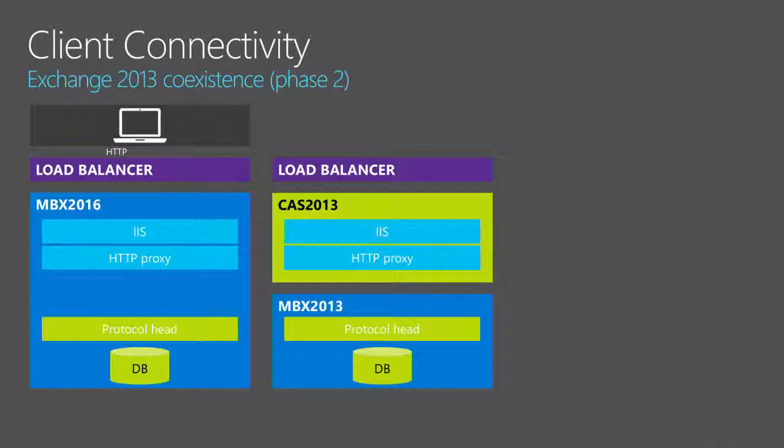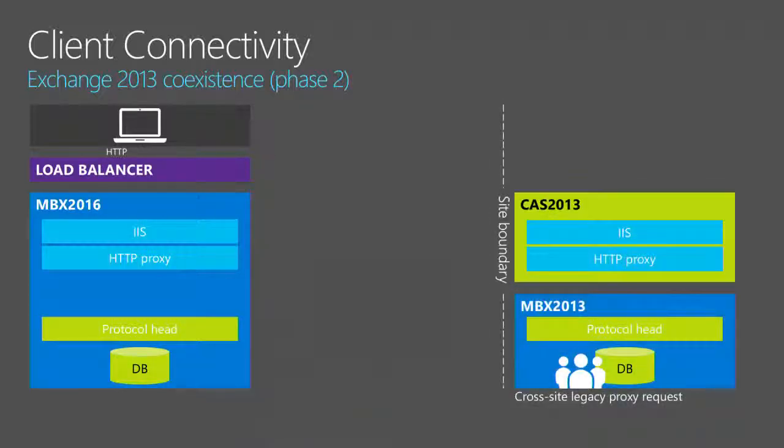Here's phase two. Phase two is when you've swapped the front door. So now you still have 2013 and 2016 in the mix, but now 2016 is answering the client requests. And it's got the front door, and it is, in fact, doing the proxy requests from 2016 over, in this case, to the mailbox that's on 2013. This is the legacy proxy request. It's very similar for the cross-site legacy proxy request. Or if you had a redirect request, it would look very similar to this.